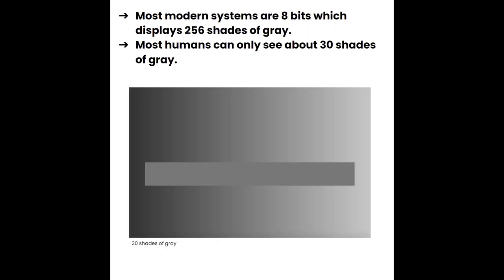So for your boards, I would say that one of the more important pieces of all of this is to remember that 8 bits is what most systems are, and that displays 256 shades of gray. Interestingly though, most humans can only really see about 30 shades of gray, so we're really not even able to appreciate most of those grays that are being displayed, but that is how most machines are set up.